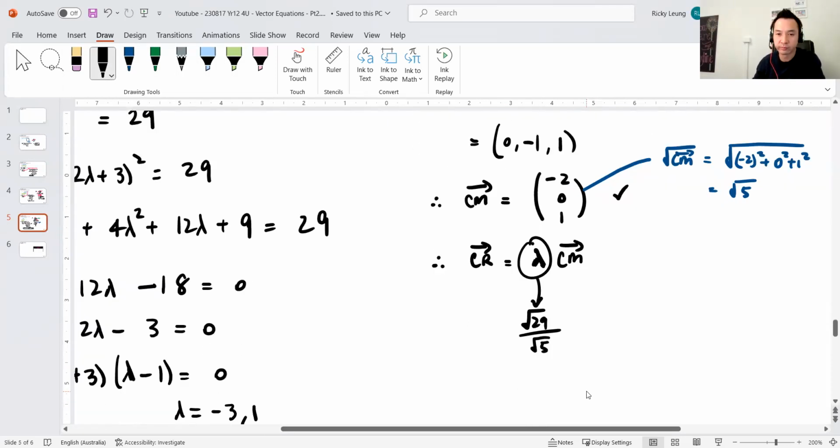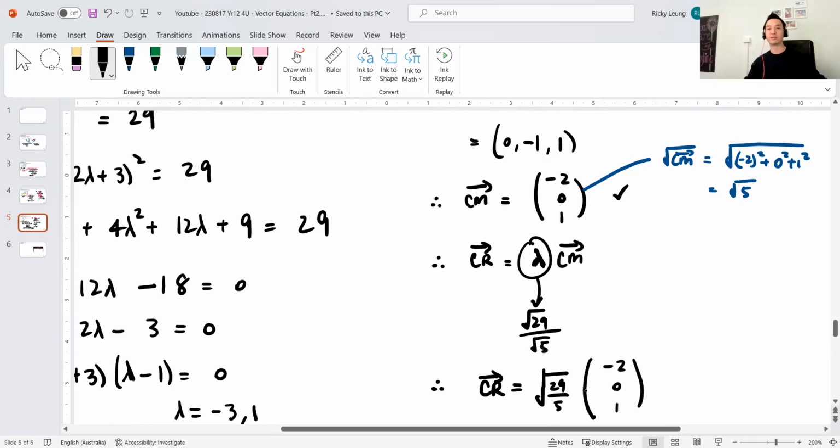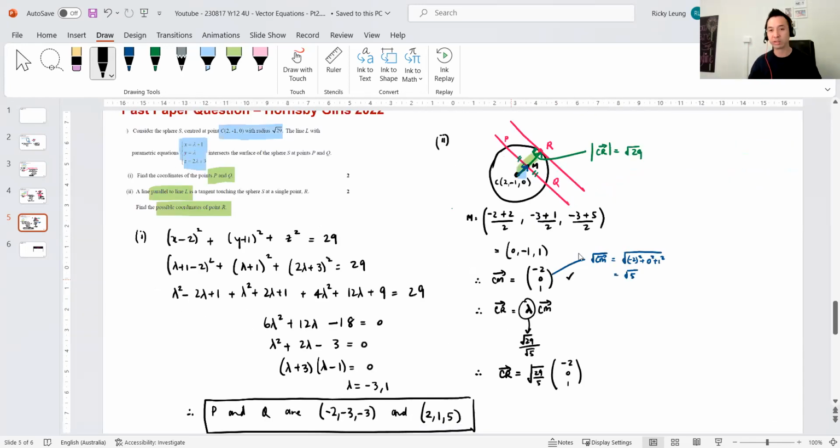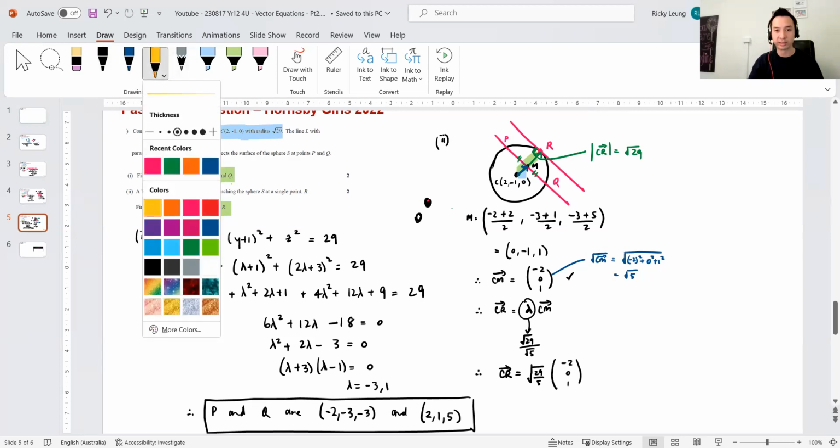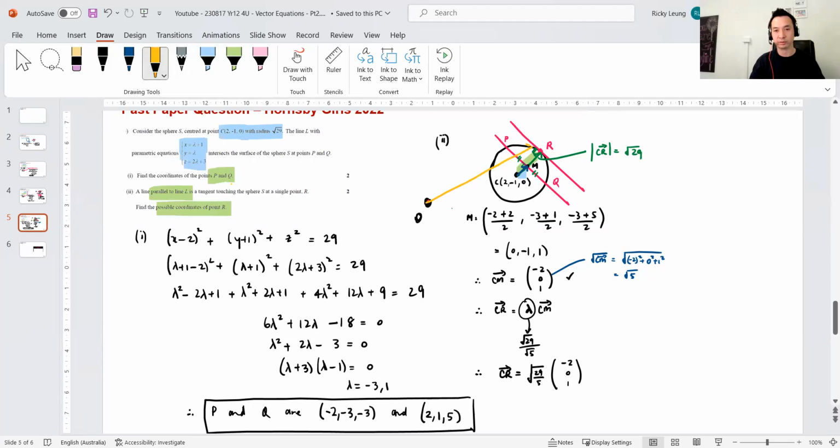So therefore, my vector of CR, which is the one I really want, is just root 29 on 5, multiplied by CM, which is -2, 0, 1. You can combine both roots. Now, guys, once you get CR, what are they after? They're after the coordinate, right? The coordinate is always relative to the origin. Origin's over here somewhere. If this is the origin, then I need basically, oh, wrong color. I need this guy, right? Totally missed it. Yeah, I need this guy.